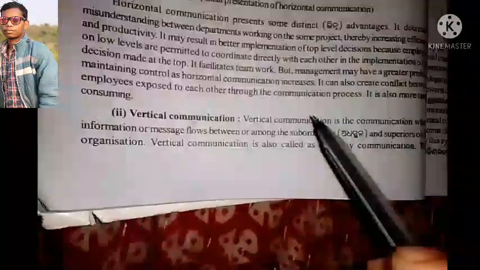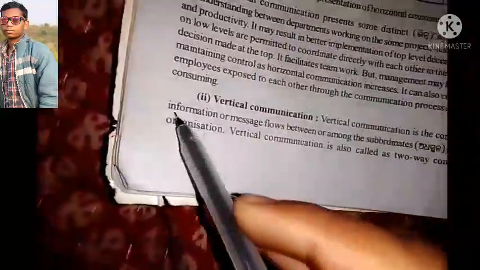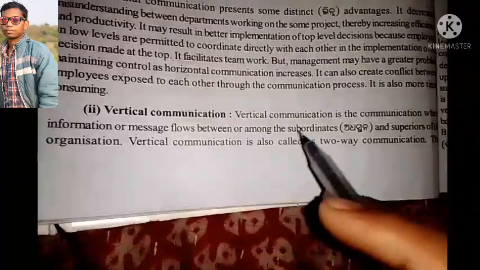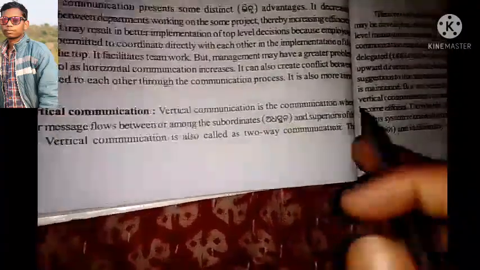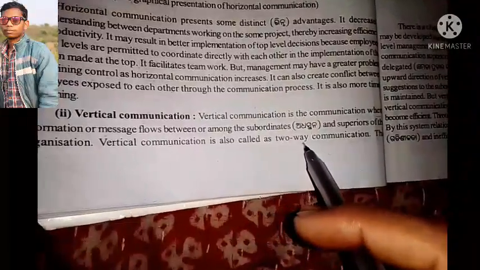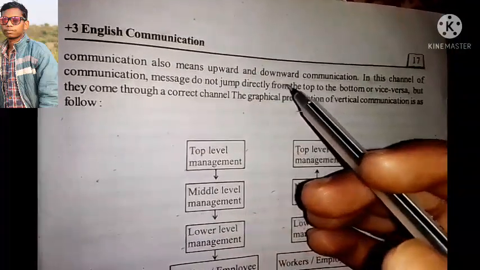Second, that is vertical communication. Vertical communication is the communication where information or messages flow between the subordinates and superiors of the organization. Vertical communication is also called two-way communication. It also means upward and downward communication.